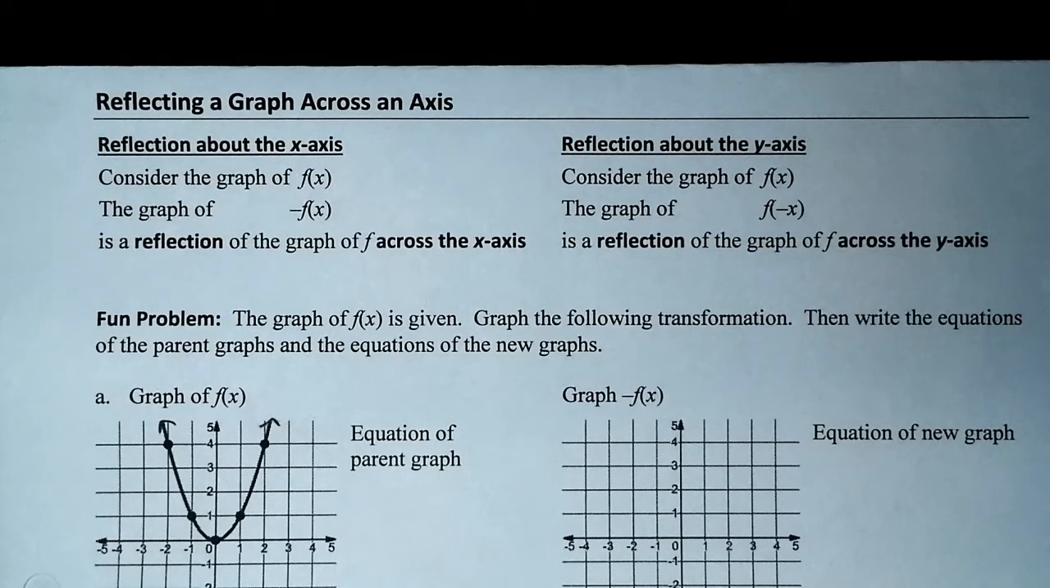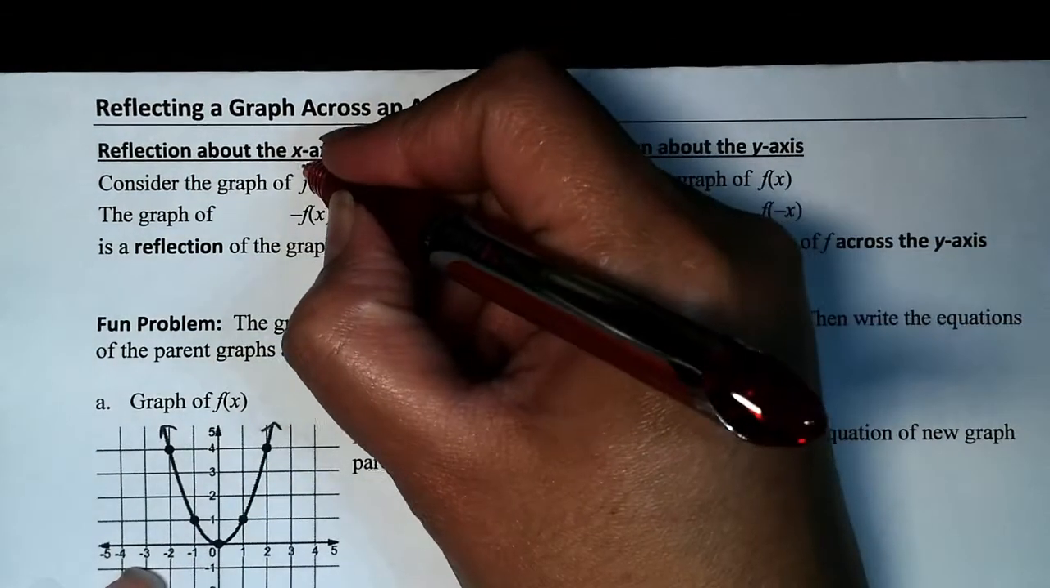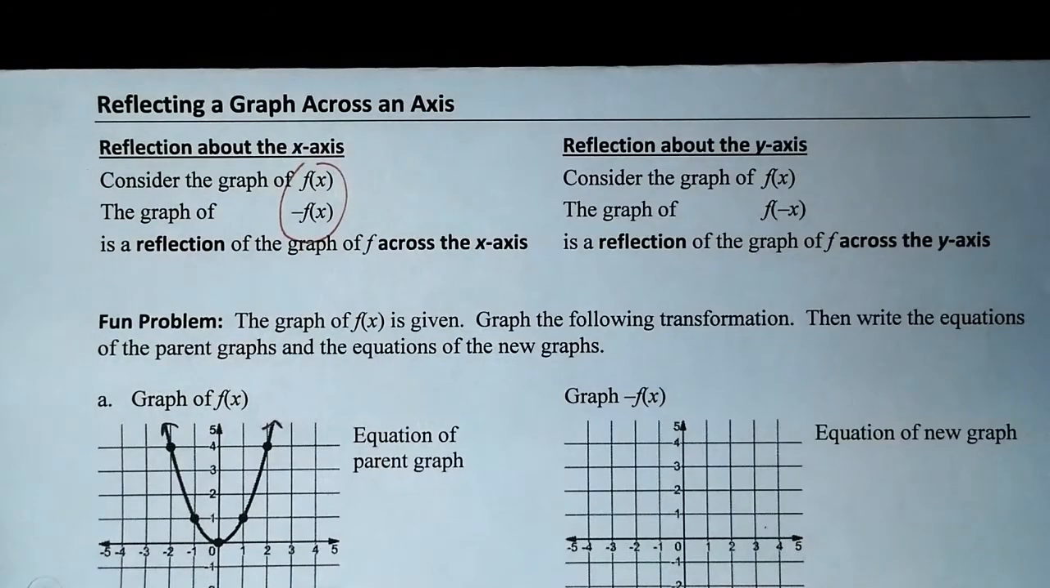Hi guys, in previous videos we had talked about vertical and horizontal shifts. We had talked about vertical and horizontal stretching and shrinking, and the final type of transformation that we're going to talk about is reflection. To be more specific, we're going to talk about reflection about the x-axis and reflection about the y-axis. So it says consider the graph of f(x). Then what is so special about the graph of negative f(x)?